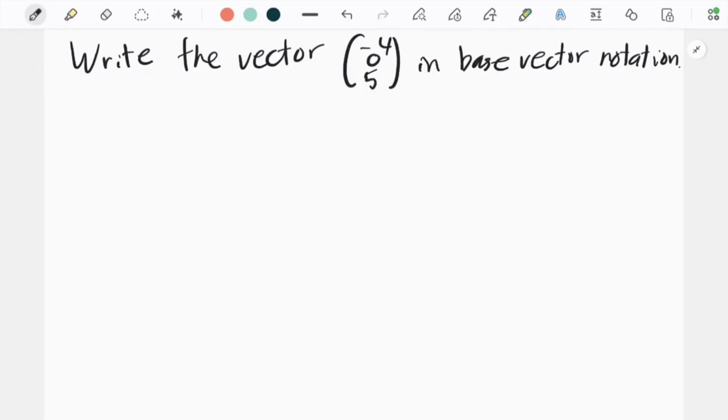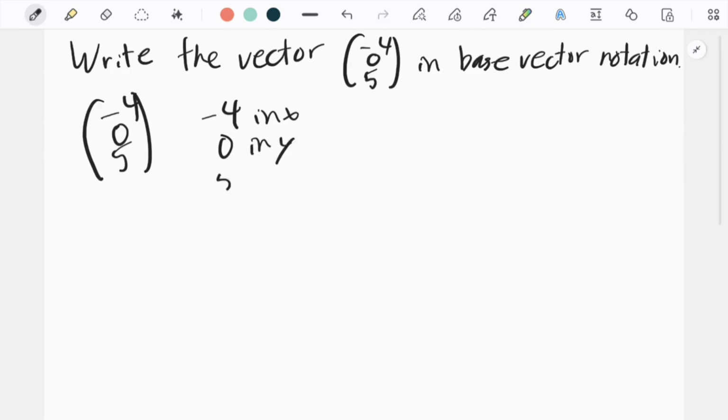And now let's get into some practice problems. If you think you can do this one, pause the video and try it. This problem says write the vector (0, -4, 5), which is in column notation, in base vector notation. So we're going to have to convert the notation. So first, let's find out what the numbers in the 0, negative 4, and 5 mean. As I said earlier, the top number represents the x direction, so negative 4 in x. The 0 represents the y direction, so 0 in y. And the bottom number represents the z direction, 5 in z.